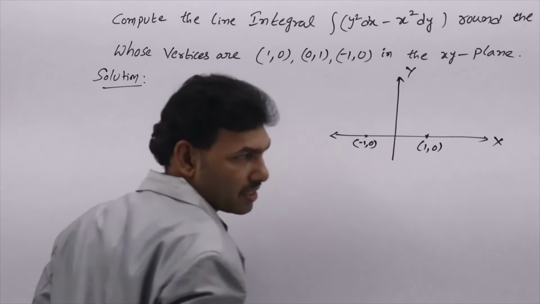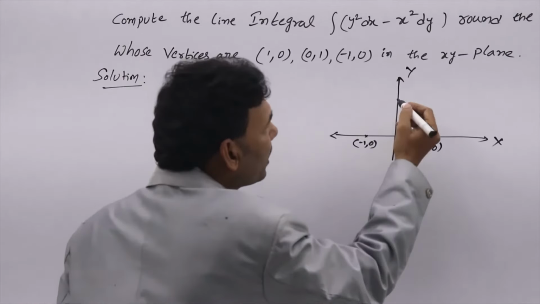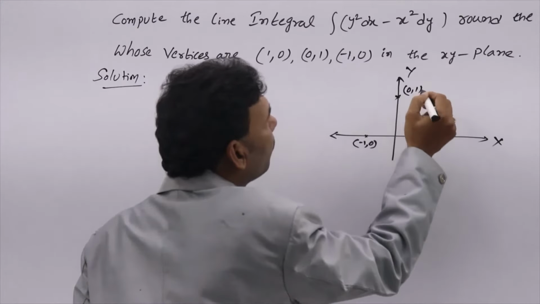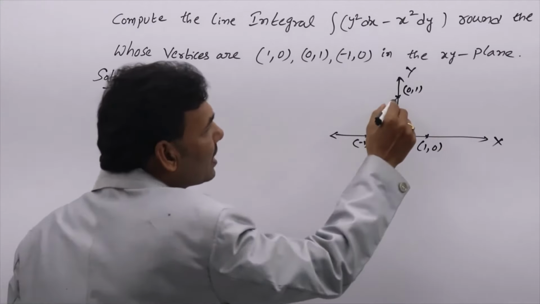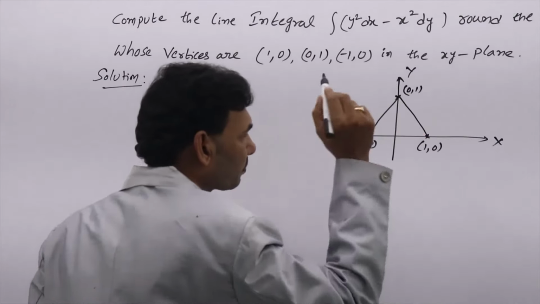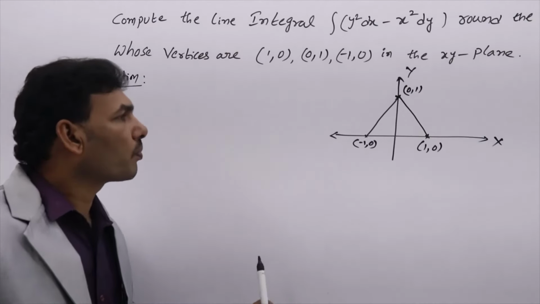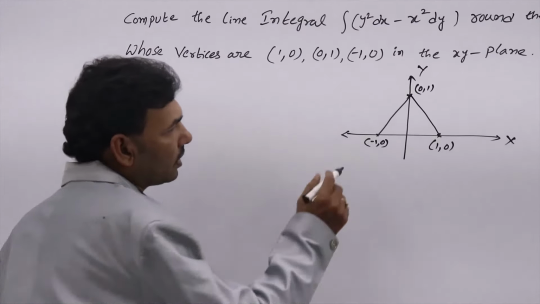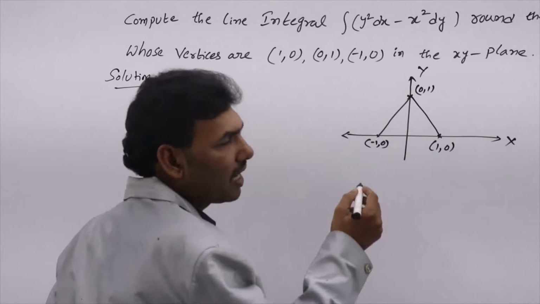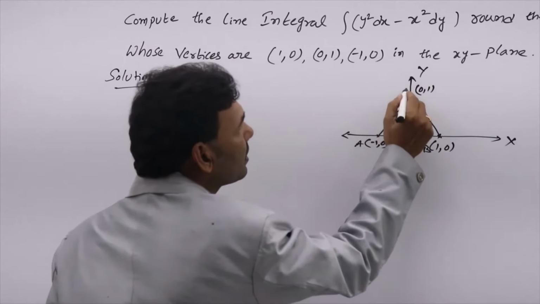They will be on the x-axis. Coming to the next point, if the x coordinate is 0, then that point will be on the y-axis. If you join these 3 points, you will get a triangle. So now, if you plot these points like this, you will get a triangle with vertices. Let's name these 3 vertices A, B, C.